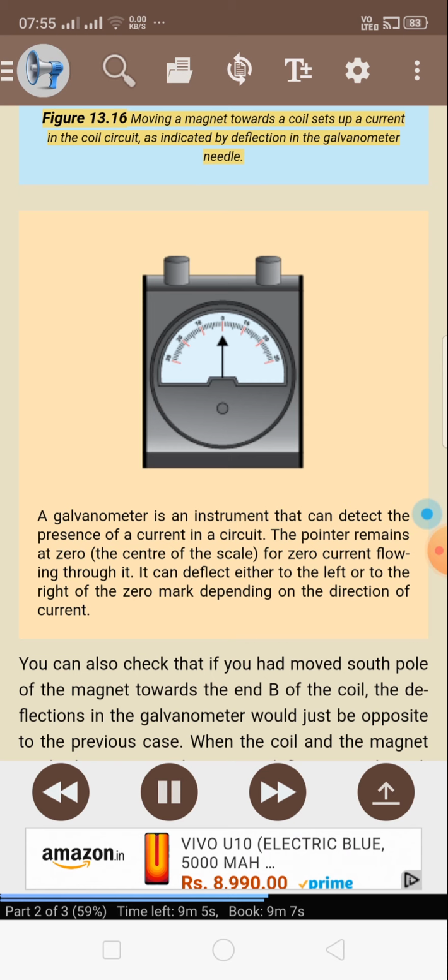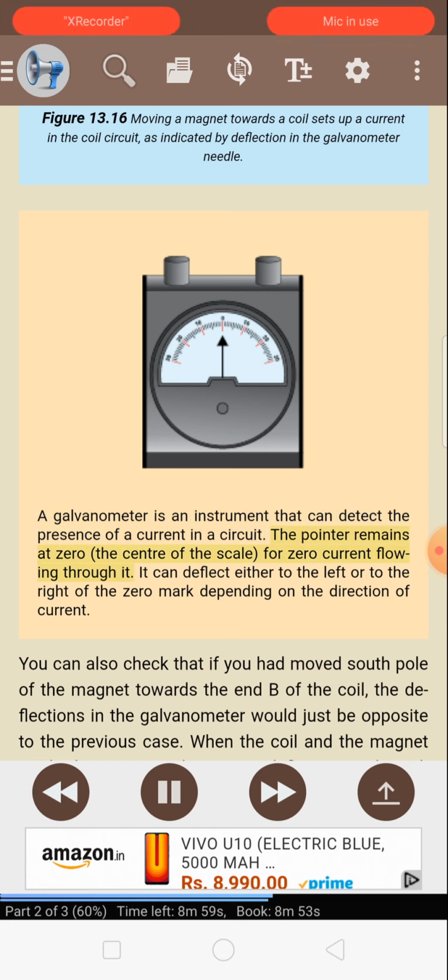Figure 13.16: moving a magnet towards a coil sets up a current in the coil circuit, as indicated by deflection in the galvanometer needle. A galvanometer is an instrument that can detect the presence of a current in a circuit. The pointer remains at zero, the center of the scale, for zero current flowing through it. It can deflect either to the left or to the right of the zero mark depending on the direction of current. You can also check that if you had moved the south pole of the magnet towards the end B of the coil, the deflections in the galvanometer would just be opposite to the previous case.